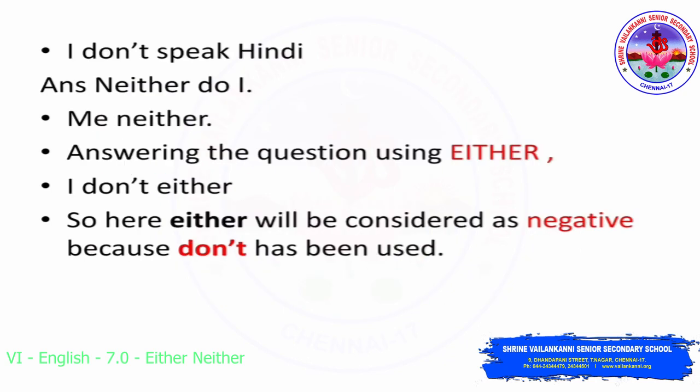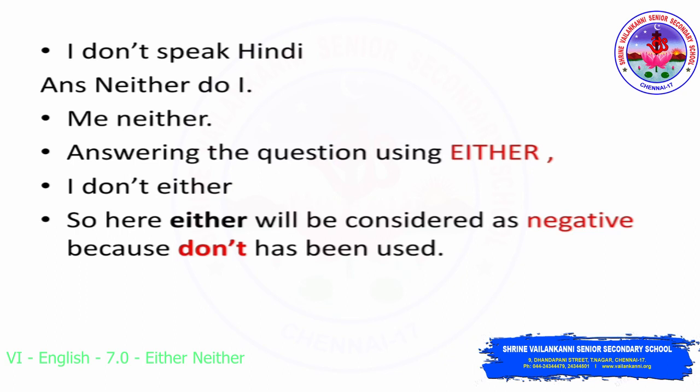Now, just imagine you're talking to your friend and he says, I don't speak Hindi. How will you answer this? Neither do I. That is, even I don't know how to speak Hindi. Instead of saying a big sentence like this, you can just say neither do I, or me neither.